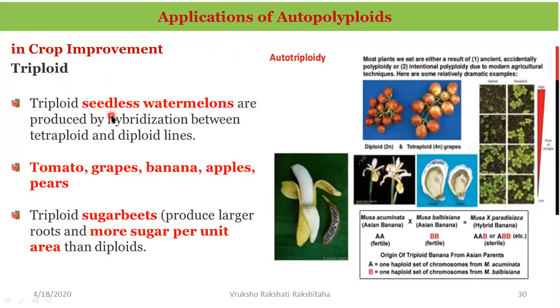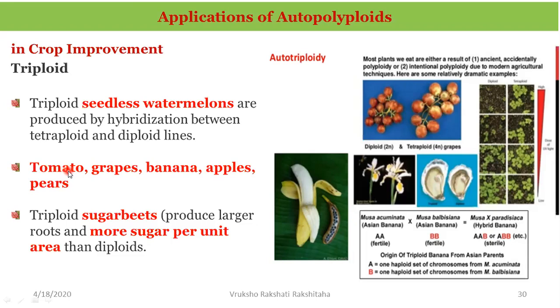Triploid seedless watermelons have been produced by hybridization between tetraploid and diploid lines. So here are some pics you can just go through. Even there are triploid bananas. Then you can see these are the pics not of tomatoes but of grapes. These are diploid grapes and these are tetraploid grapes. This is a pic of the oyster cells, which I will discuss a little in the next slide.